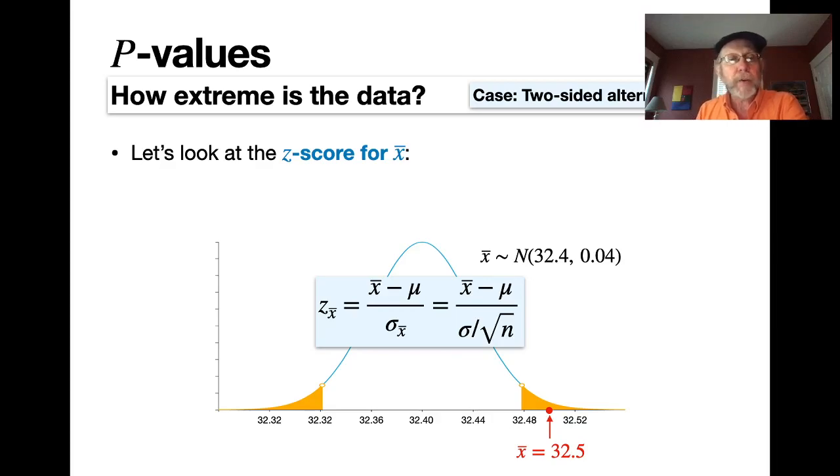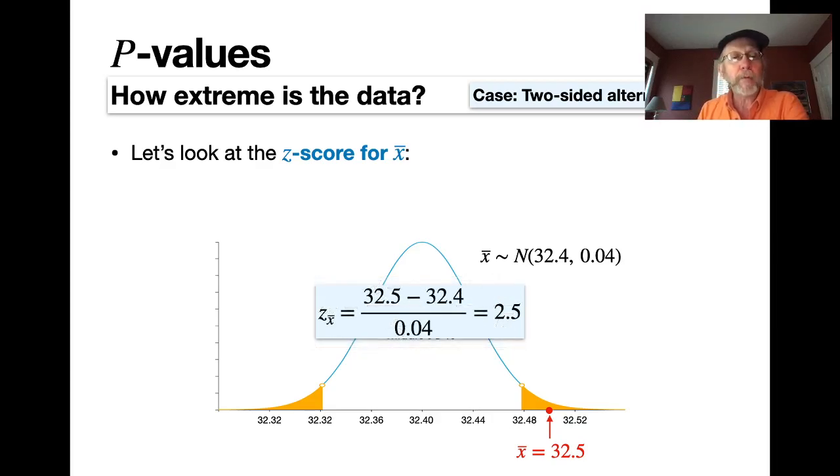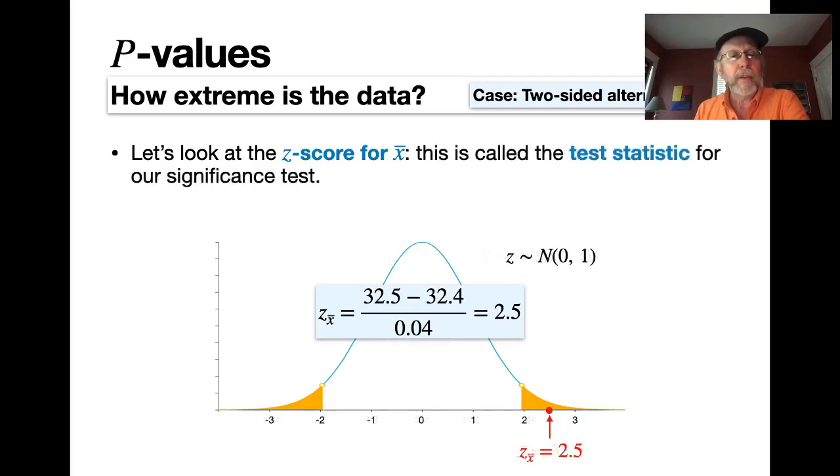In our case, what would that turn out to be? Well, our x bar is 32.5. The value of mu from the null hypothesis is 32.4, and the standard deviation of x bar is 0.04. So you get 2.5 as the z-score for our data. Now let me go ahead and change the graph from normal 32.4, 0.04 to a graph that can show that z-score. We're talking about a z-score, so of course that would be the standard normal distribution.